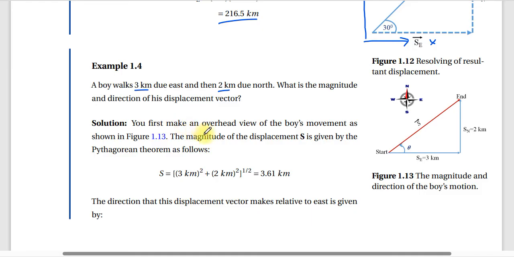You first make an overhead view of the boy's movement as shown in the figure. The magnitude of the displacement S is given by the Pythagorean theorem as follows.